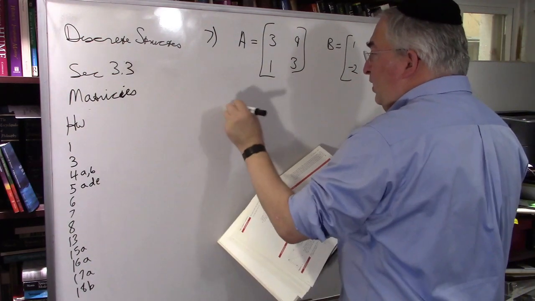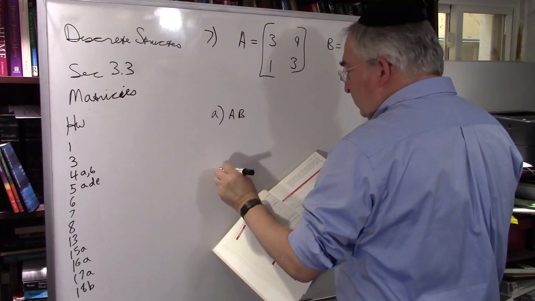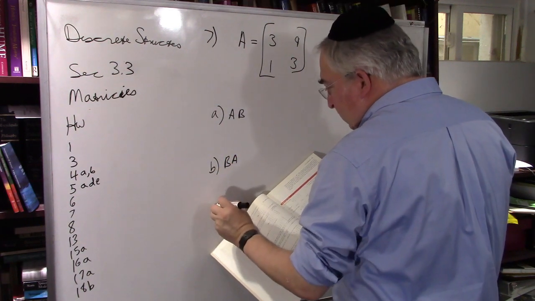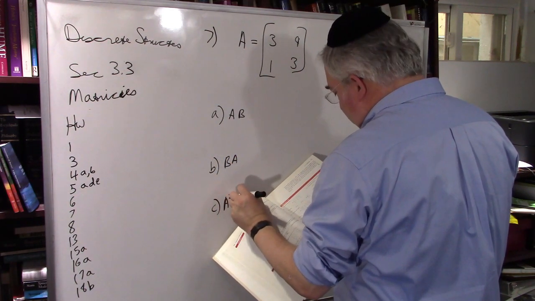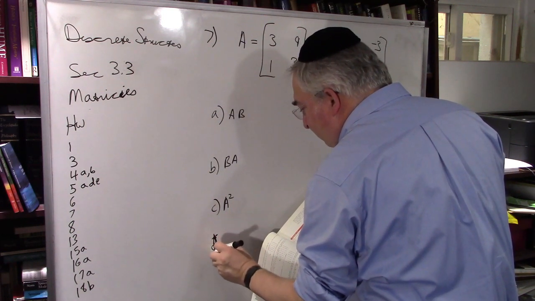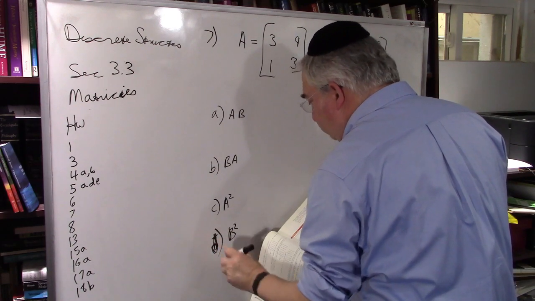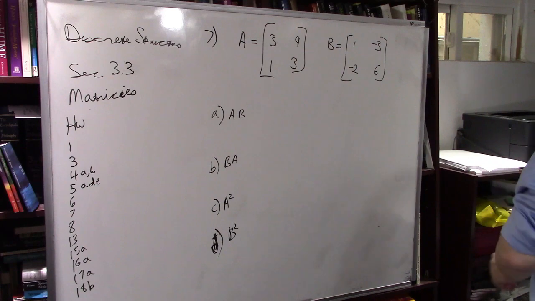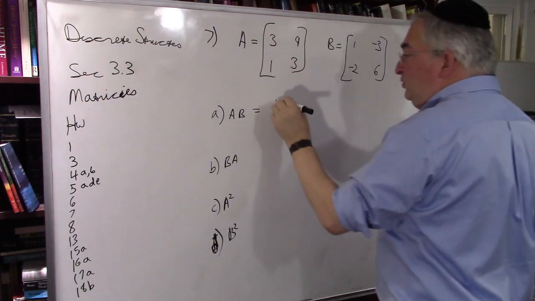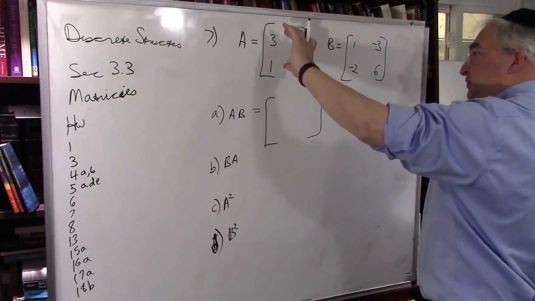Okay, and so they want AB, they want BA, they want A squared, and part D, B squared. Okay, so let's do it. AB is as follows. It's a 2 by 2 matrix times a 2 by 2 matrix. It's going to be a 2 by 2 matrix. So let's do this.